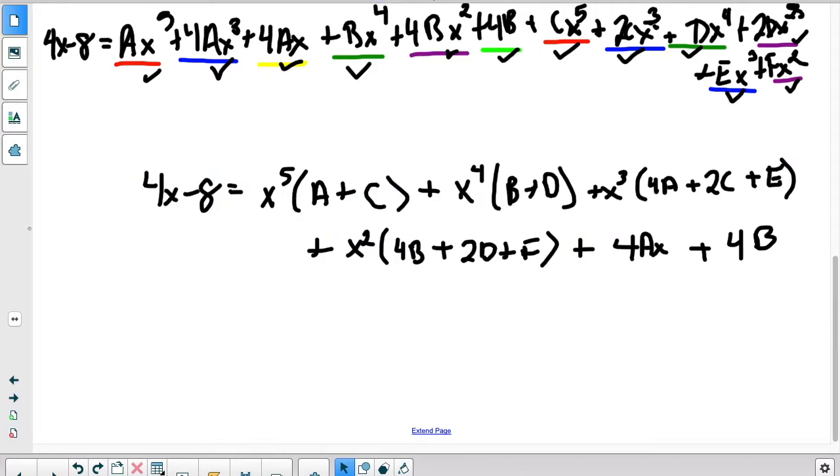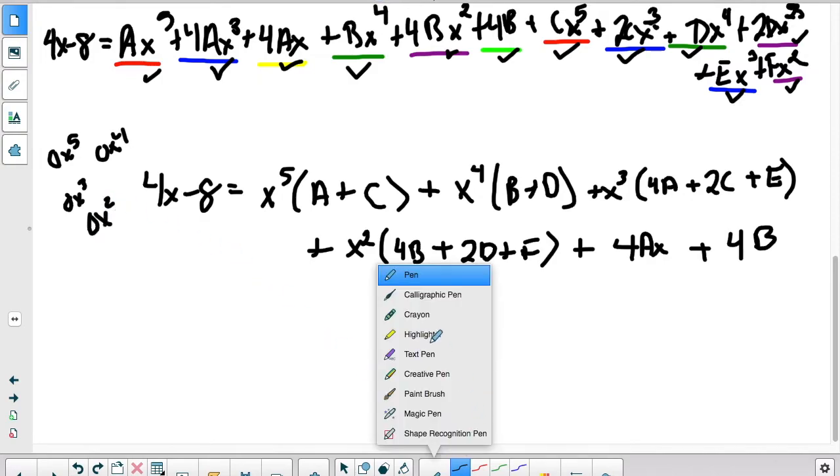Now on this side of the equation, really we don't have x to the fifth, fourth, third, second in here. They really don't show up. So really we have 0x to the fifth. We have 0x to the fourth. 0x to the third and 0x squared are all here. They're just not written in.